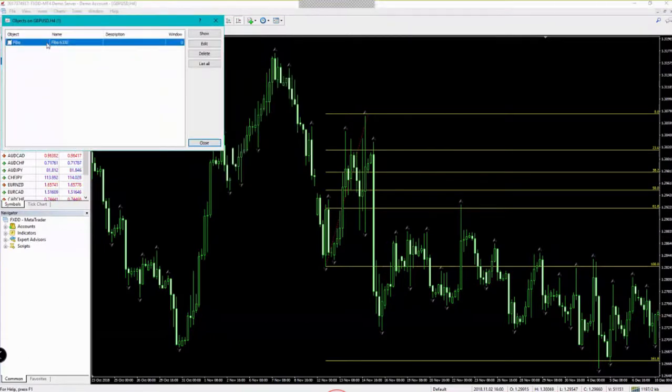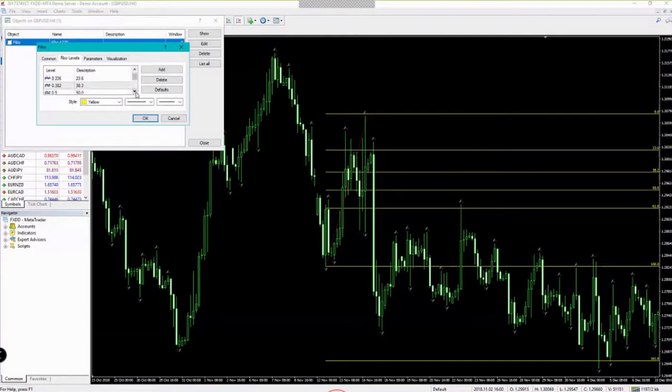So let's do it this way. You go here, okay? You can change the color, whatever you want. You don't need this one. You don't need this one. You don't need this one. All you need is to add 0.786 and 0.886, 88.6, okay?